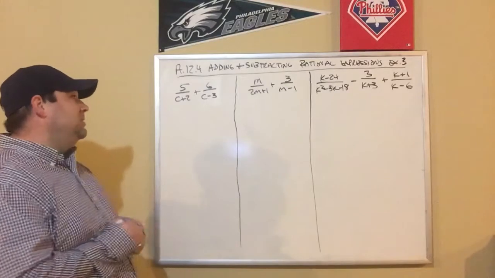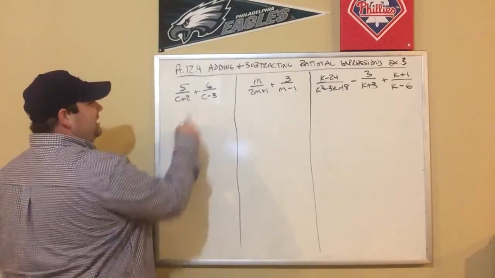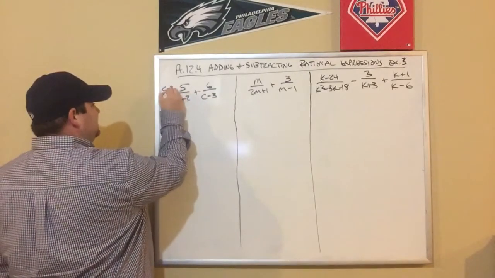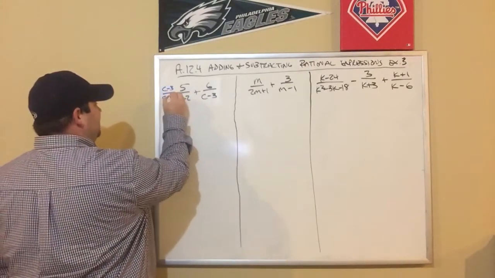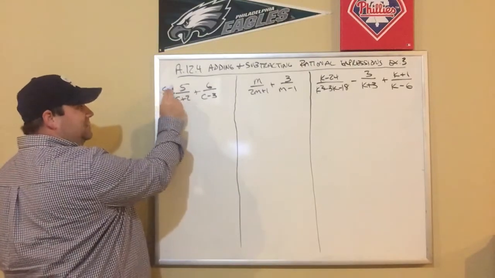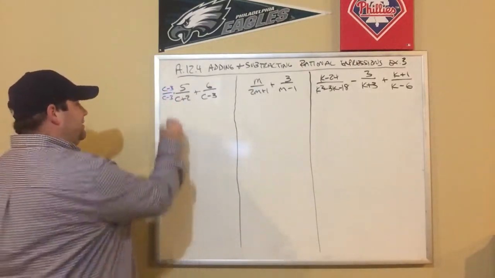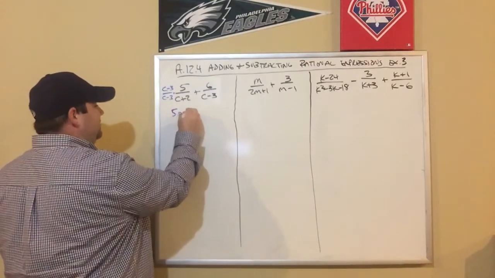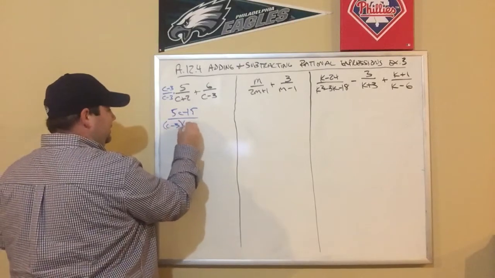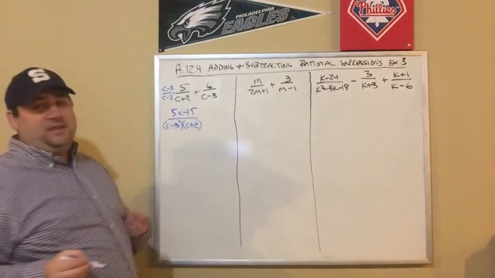So basically what I'm going to do is multiply by the other denominator. What I mean by that is this. On the left here, I'm going to multiply by c minus 3 over c minus 3. And by doing that, up top I'm going to do 5 times c minus 3. I'm going to distribute that. That ends up being 5c minus 15. And that's going to be over c minus 3 times c plus 2. I'm not going to multiply that out.